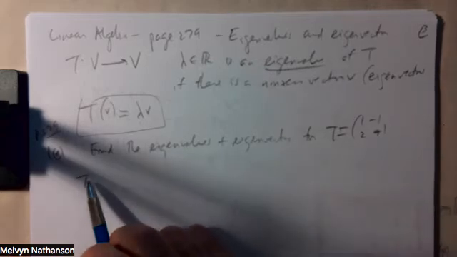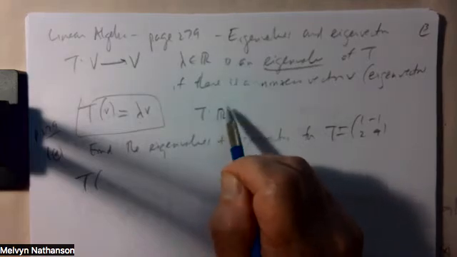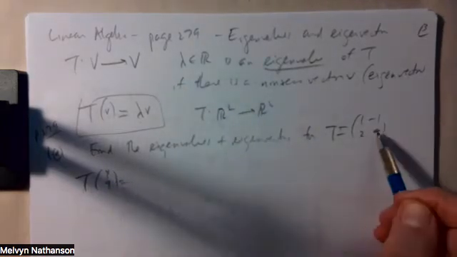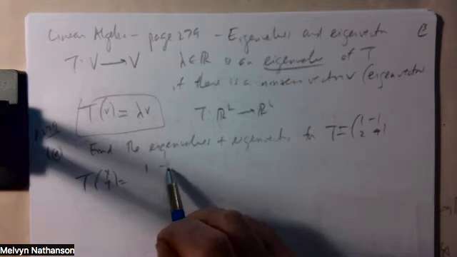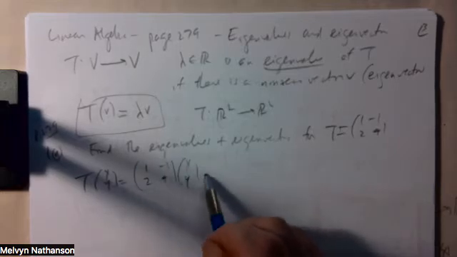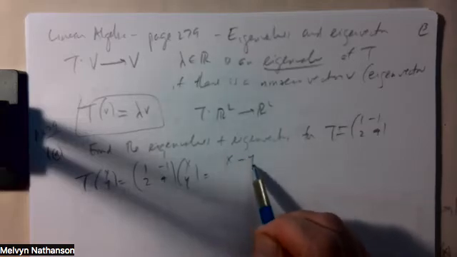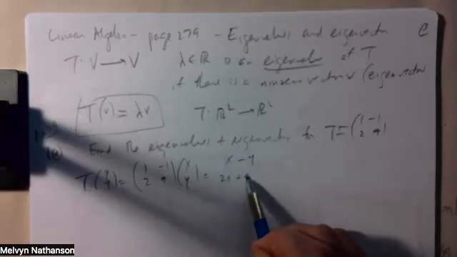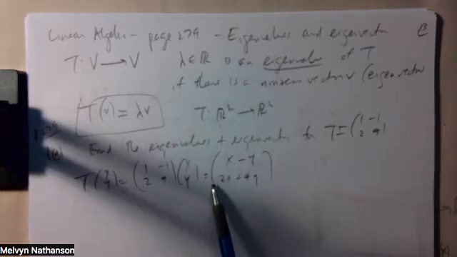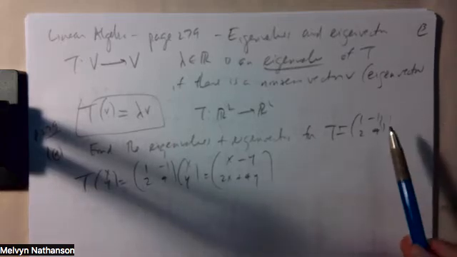So T is an operator from R2 to R2, and T of (x, y) is just the matrix 1, minus 1, 2, 4 applied to (x, y). That's (x minus y, 2x plus 4y). That's what T of (x, y) is, if T is the operator defined by this matrix.